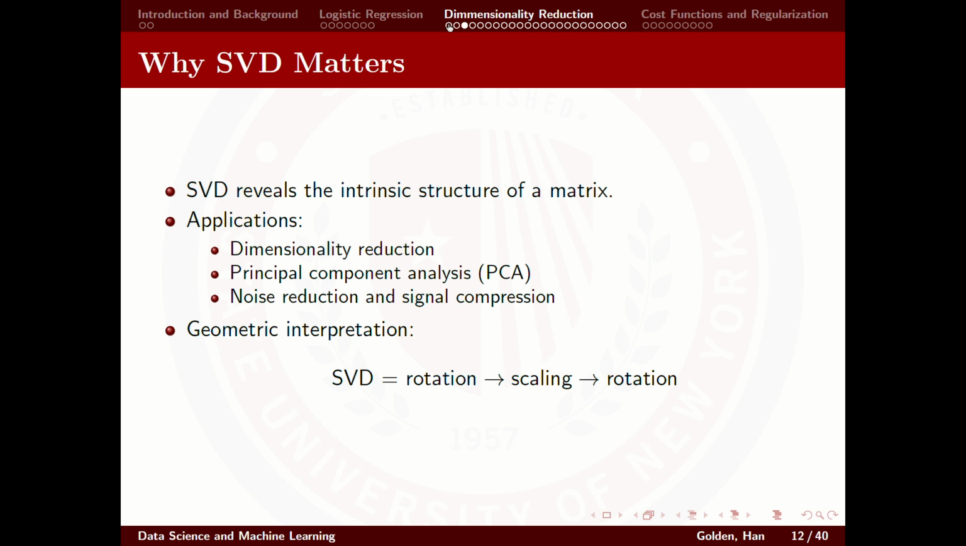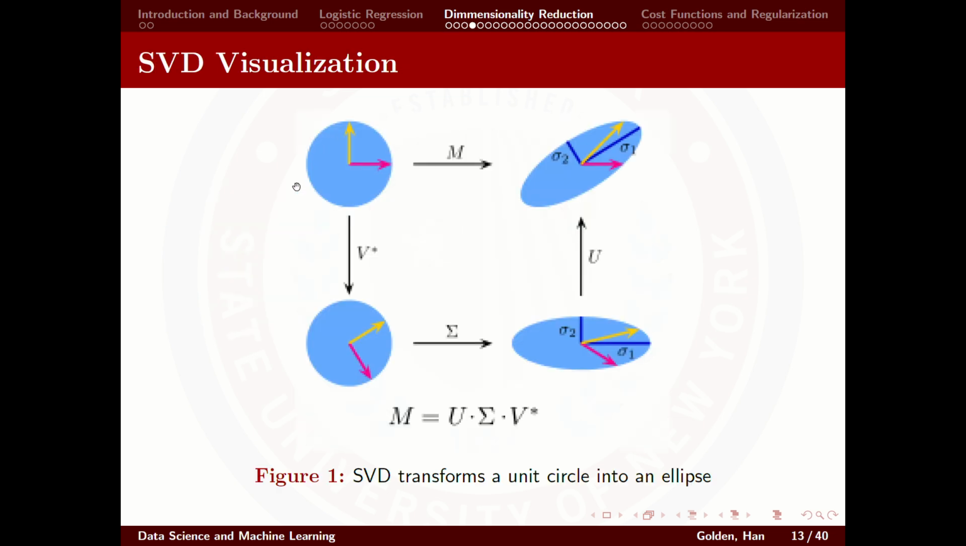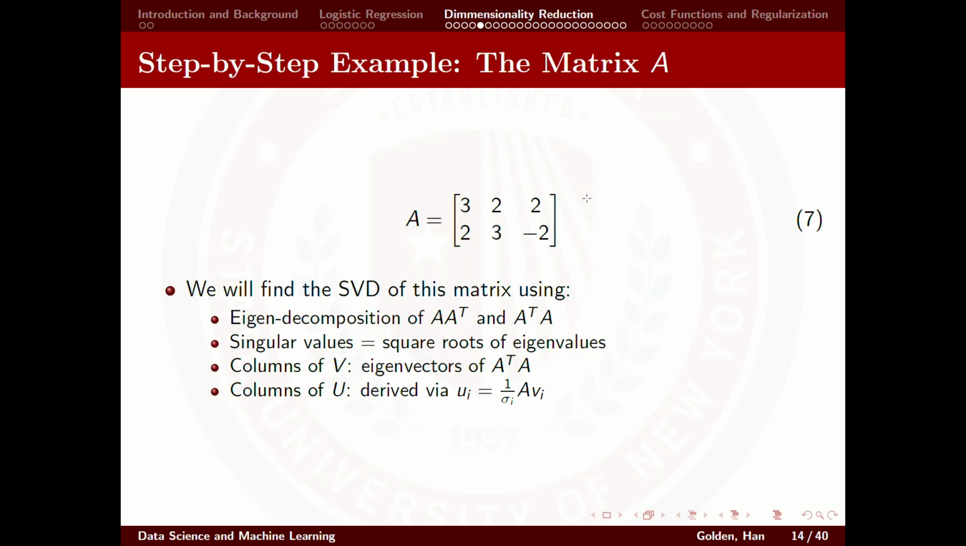SVD reveals the intrinsic structure of the matrix, with applications for dimensionality reduction, principal component analysis, noise reduction, and signal compression. The geometric interpretation should be considered as rotation, scaling, and rotation. So here we go from our original matrix, and then we stretch it in each of the directions of greatest variance. So we're transforming a unit circle into an ellipse.